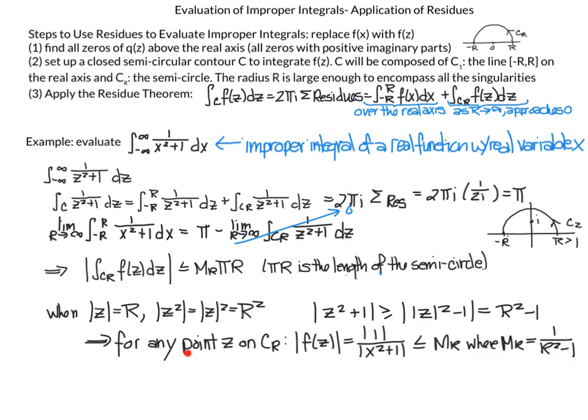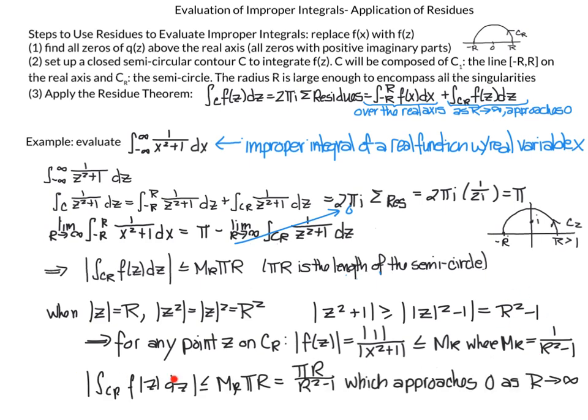Which means for all points z on C_R, the modulus of f of z is going to be equal to the modulus of 1, which is just 1, over the modulus of z squared plus 1, which is going to be less than this maximum, M_R, where M_R is equal to 1 over r squared minus 1.